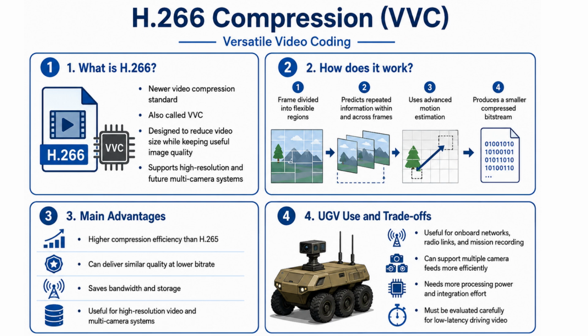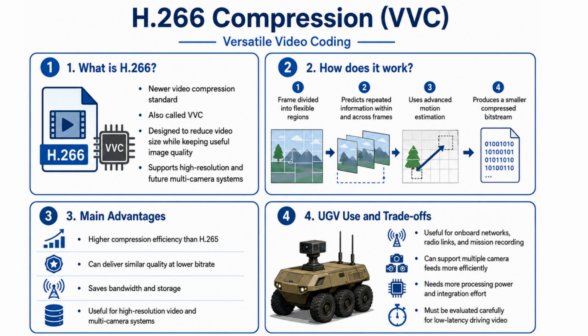Let us now understand H.266 compression, also known as versatile video coding, or VVC. H.266 is a newer video compression standard designed to reduce video size while preserving useful image quality. It is particularly suited for high-resolution video and future multi-camera systems.